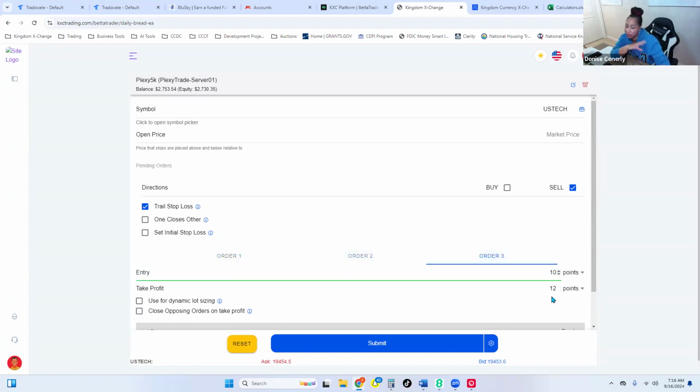You can have three positions. You can set the ticks, as they call them in futures, all of that. You could do a trailing stop loss. You just can't do one close the other. And you can do an initial stop loss. All of this you could do, everything, except you just can't have it bi-directional.